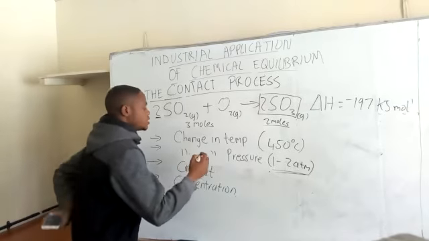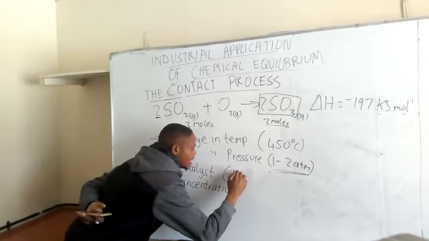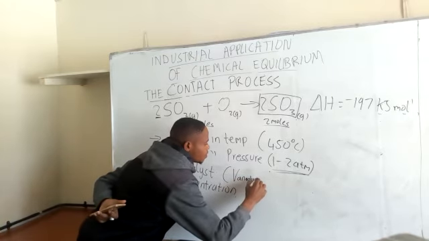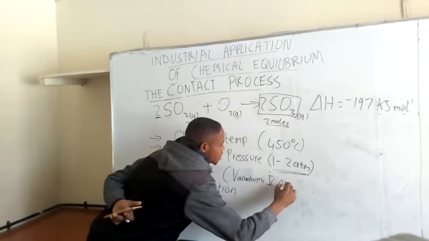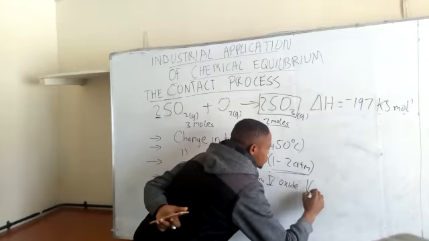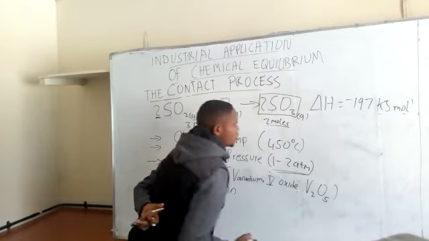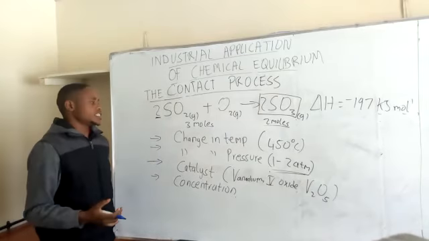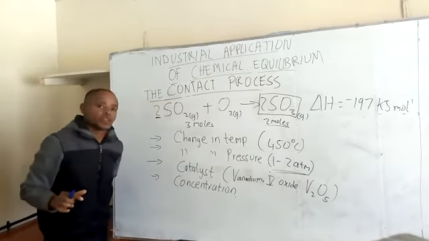Then the catalyst used in the contact process, we normally use vanadium(V) oxide. The catalyst is just to ensure that it speeds up the rate of reaction.